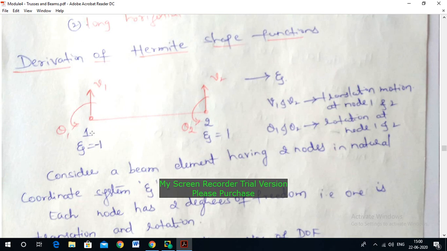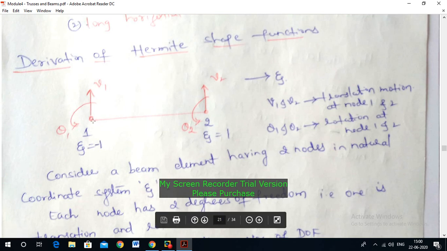Because I consider the beam element in natural coordinates, node 1 is represented by zeta equal to -1, and node 2 is represented by zeta equal to 1. In a beam element, each node has 2 degrees of freedom.